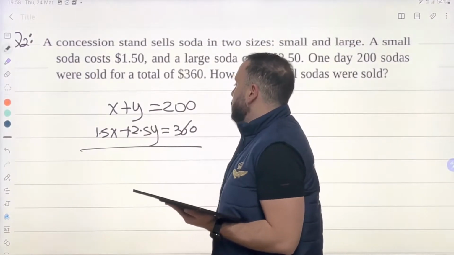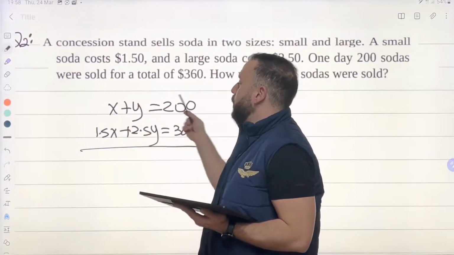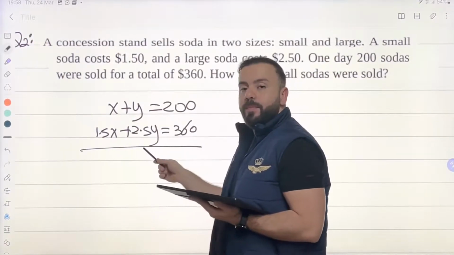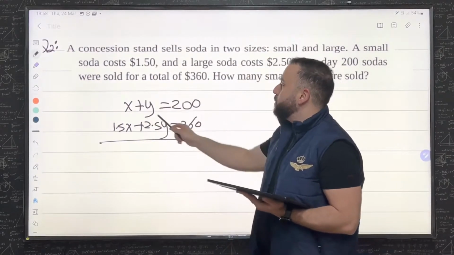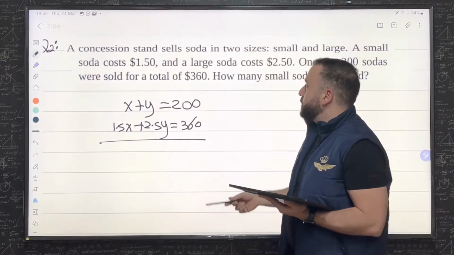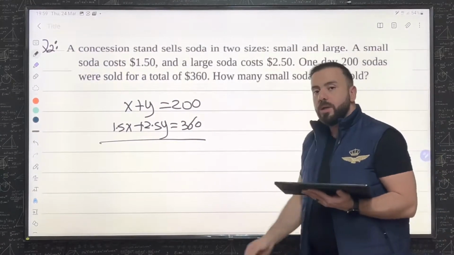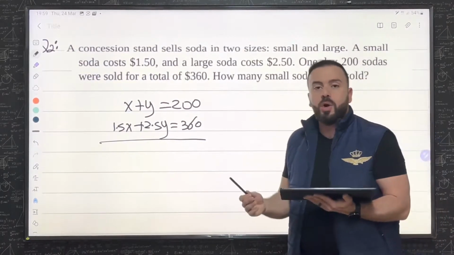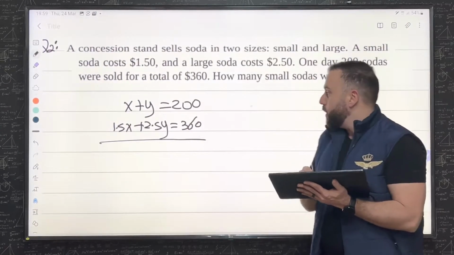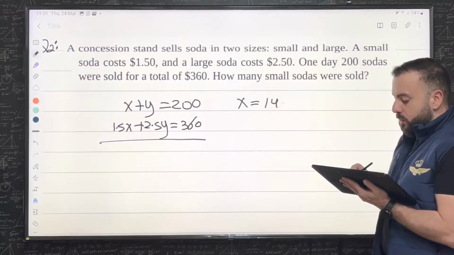After solving the simultaneous equations, I can multiply the whole equations by 2.5 so I can cancel y, or multiply the whole equations by 1.5 to cancel x. At the end, the question asks how many small sodas were sold. To make it short, after solving the simultaneous equations, in this case x is equal to 140.